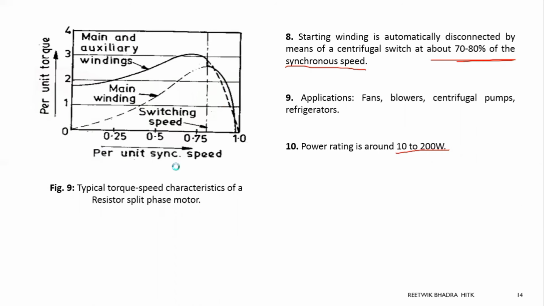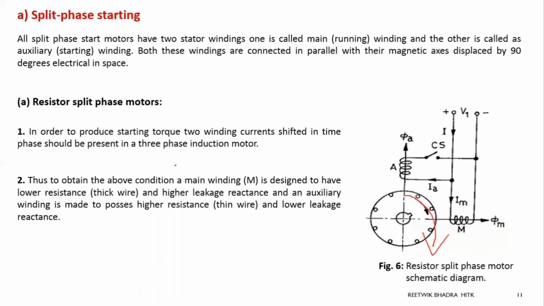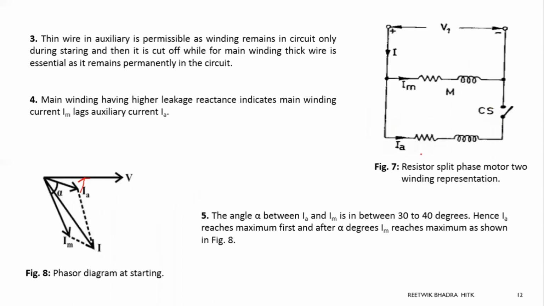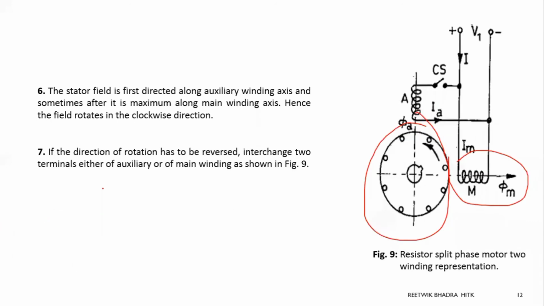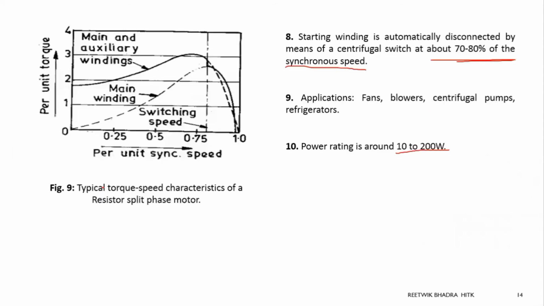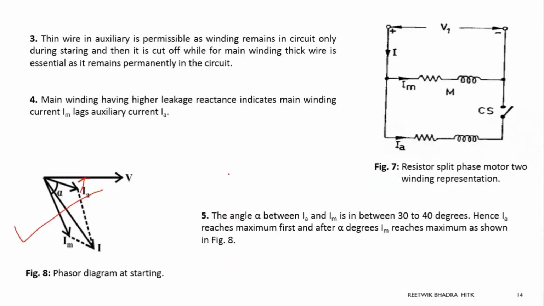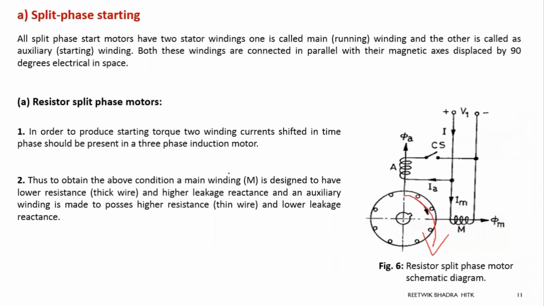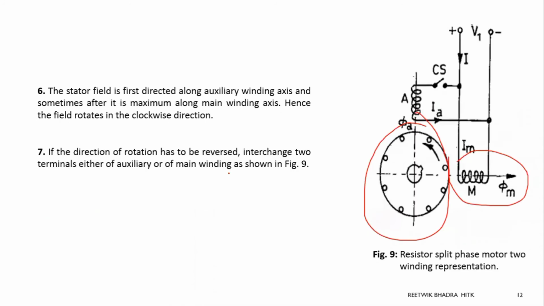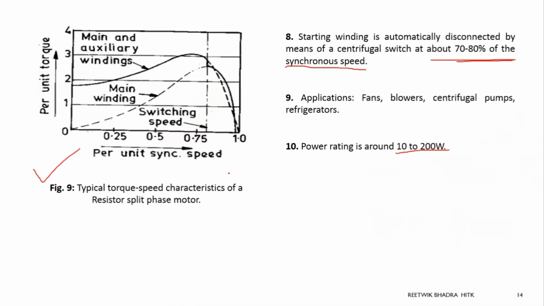Now the torque slip characteristics. When asked a question about how to explain it in your resistor split phase motor, figure 6 or figure 7 should be there in your copy. Figure 8 should be there in your copy. This is not required; if asked, if speed is changed, then draw this. And figure 9 should be present. If you draw figure 7 also, it is very good. If you don't remember figure 7, then it's okay, no problem. But figure 6, figure 8, figure 9 should be present.